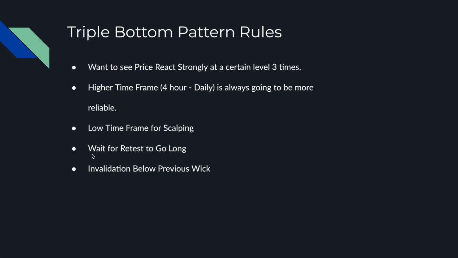Fourth rule, you want to see that retest of the previous resistance. We broke out, had a retest, and then that's where you can go long, right? So you always want to wait for that retest to actually see the triple bottom pattern form. And then rule number 5, just have the invalidation below that previous wick. So your stop loss will be below that area, and you can be conservative with it. You don't have to put it there.